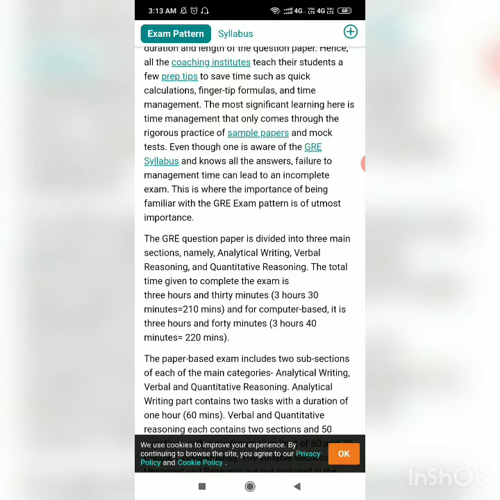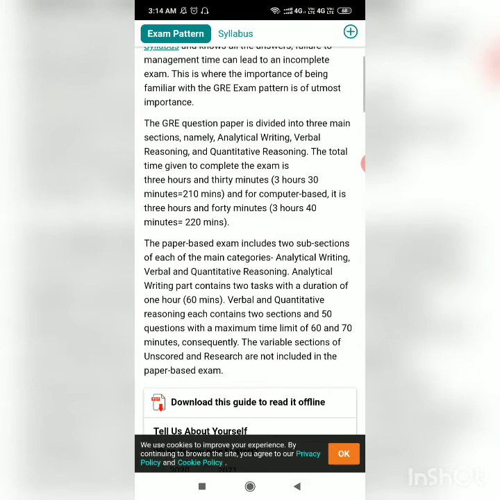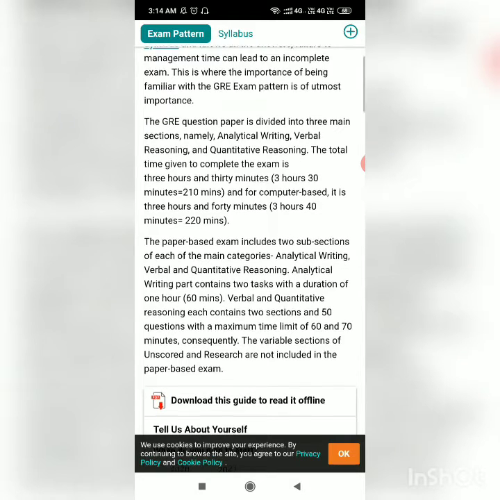You can give the exam and you can score your marks on it. And there will be one more section. It will be an extra section that will not be counted in the exam, and it will be of half an hour. So if you calculate the whole time, it will be 3 hours and 30 minutes.